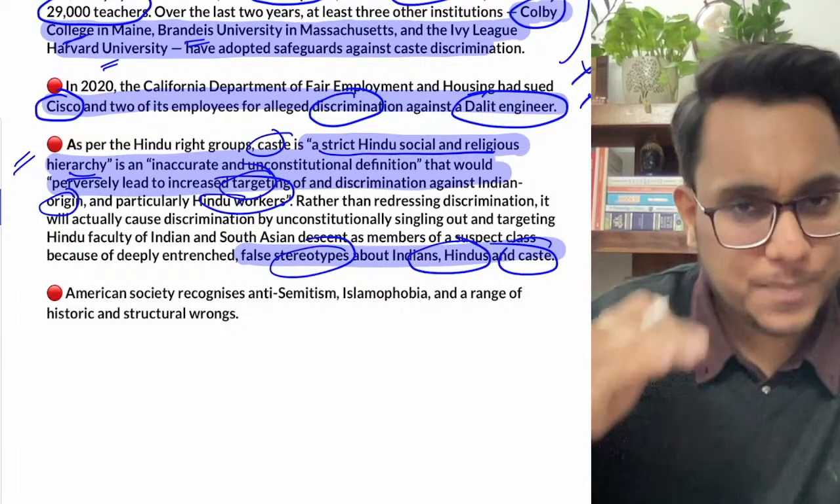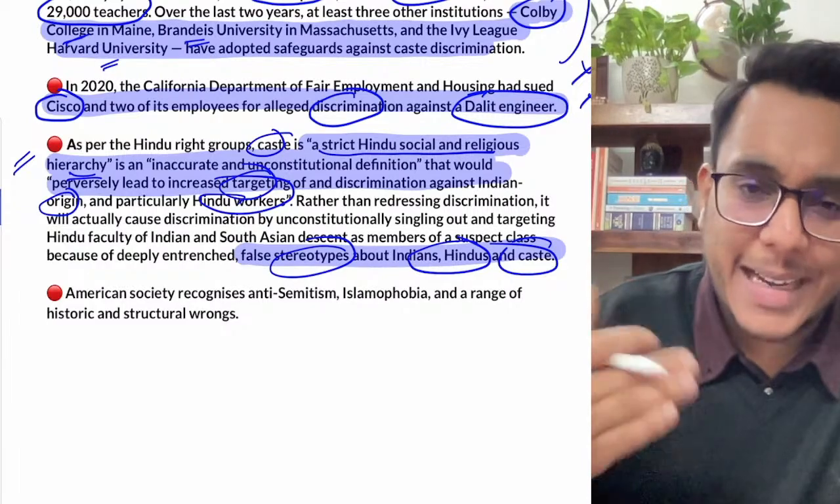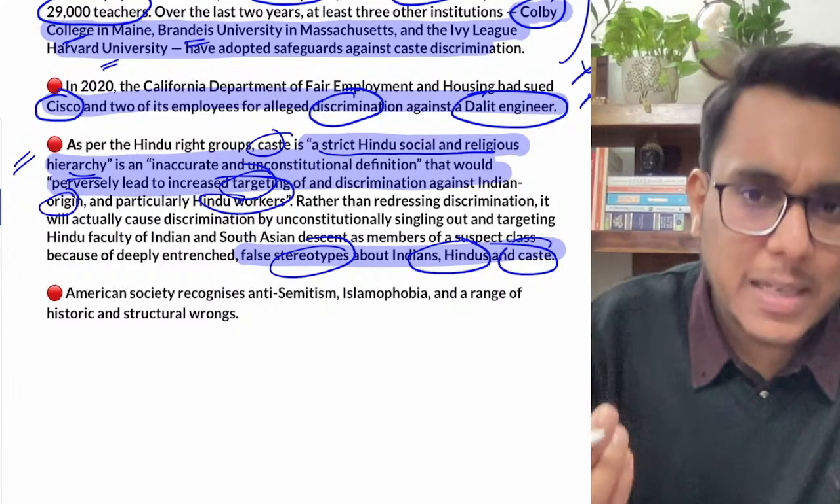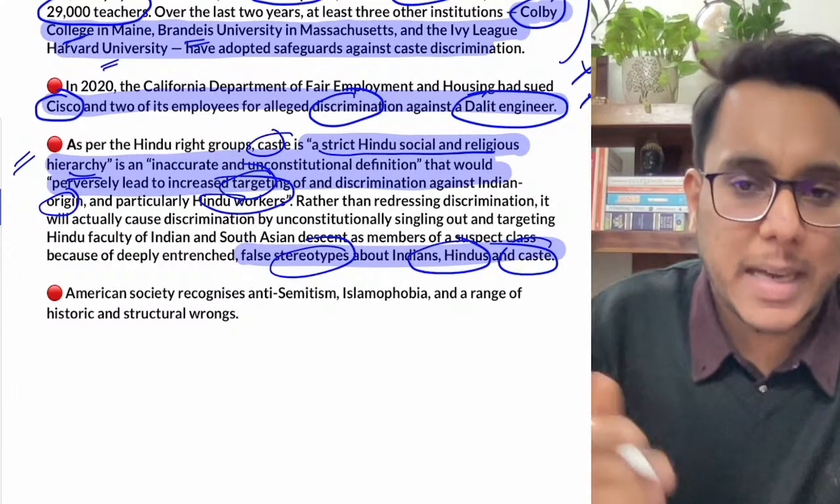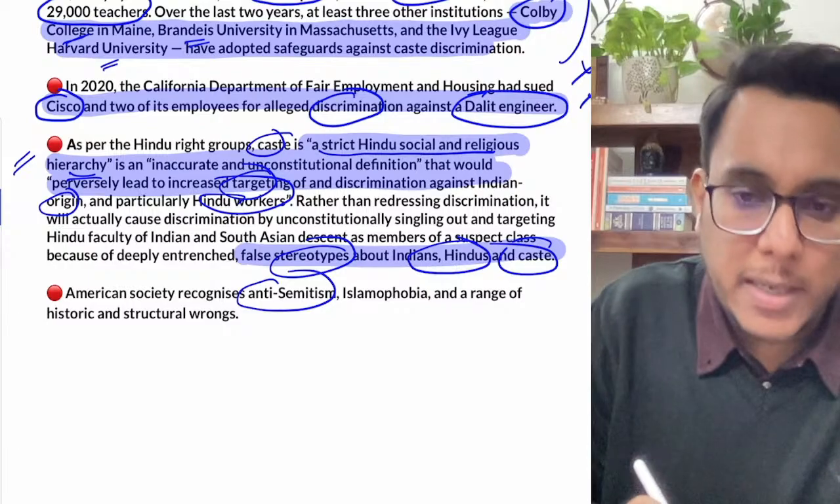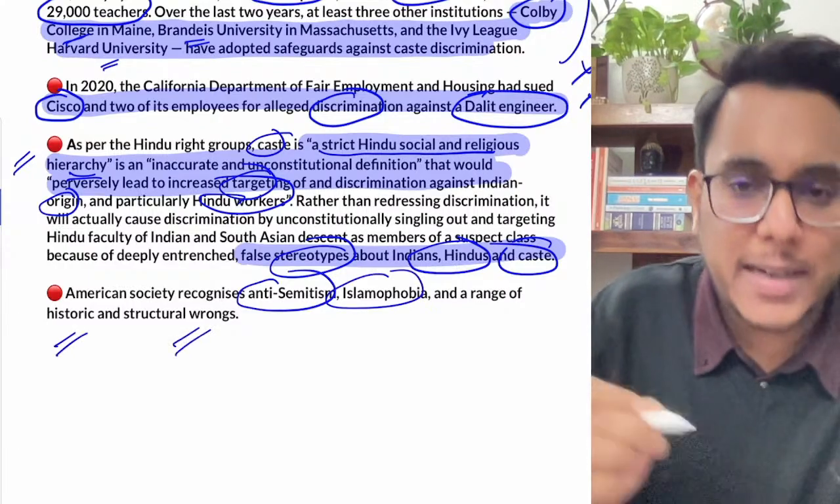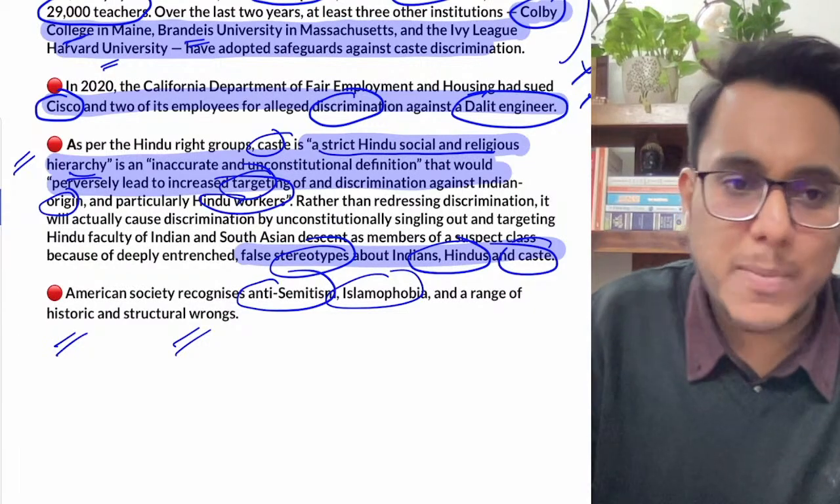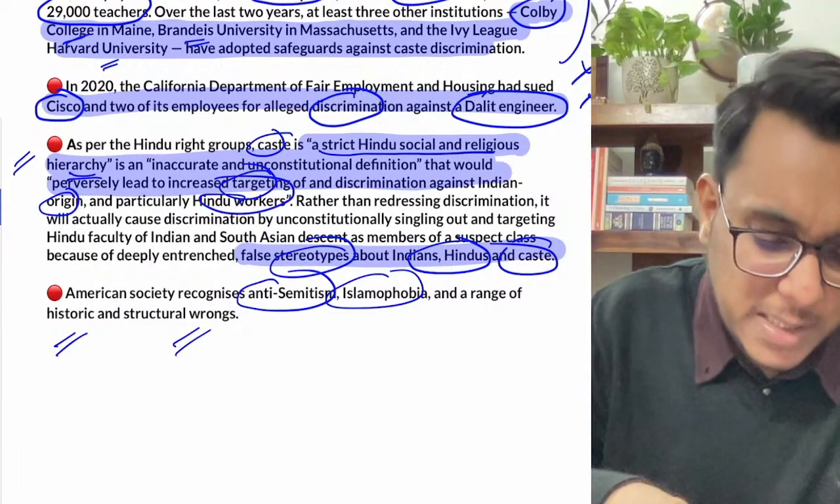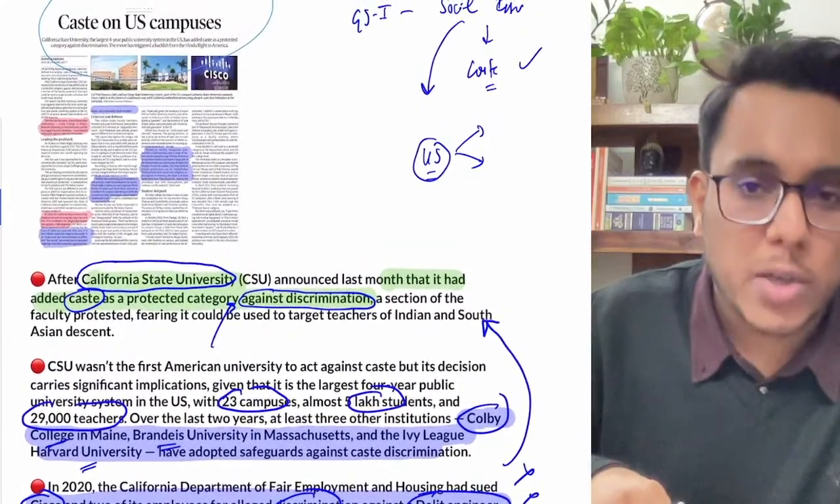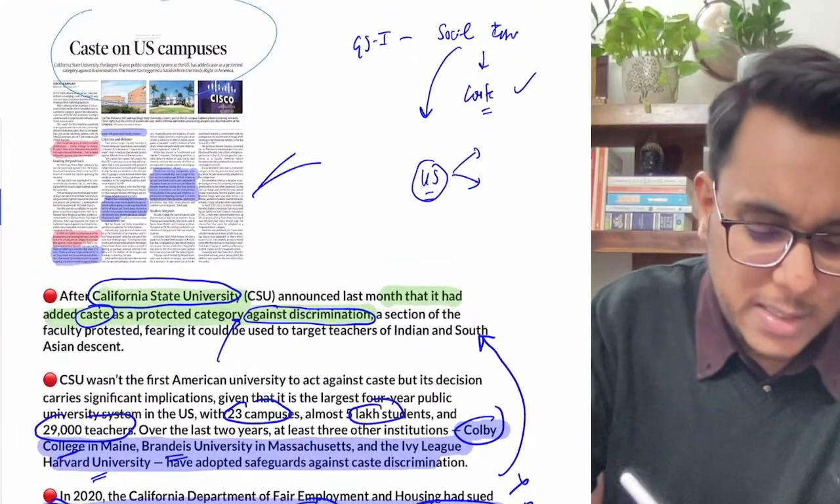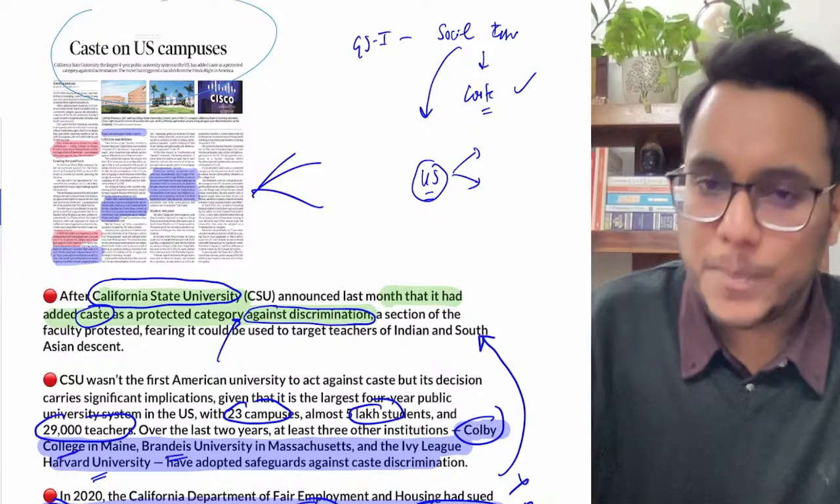Now the Americans have provided that American society recognizes other grounds also. It is not that the Hindus are being targeted. Anti-Semitism is being recognized, Islamophobia is being recognized, and many of the other historic and structural wrongs that have been there have been accounted for, and therefore caste, which is actually a historical wrong, should be accounted for. So this is the justification that has been given by the USA here.